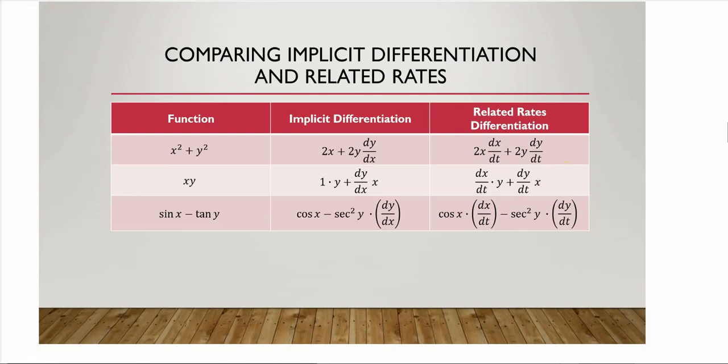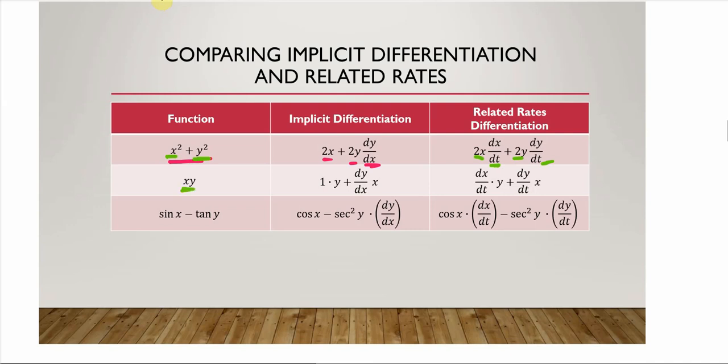So if I gave you the expression x squared plus y squared, and I said take the derivative implicitly, you would say, well, the derivative of x squared is 2x, the derivative of y squared is 2y, and then of course I would put dy dx. Now, if I was taking the derivative with respect to time, the derivative of x squared would be 2x, but now I have to include the change in x over the change in time. Plus the derivative of y squared would be 2y, and I have to include the change in y over the change in time.